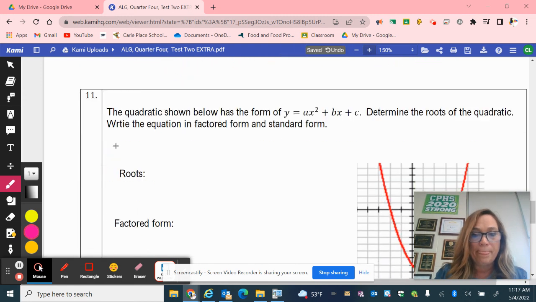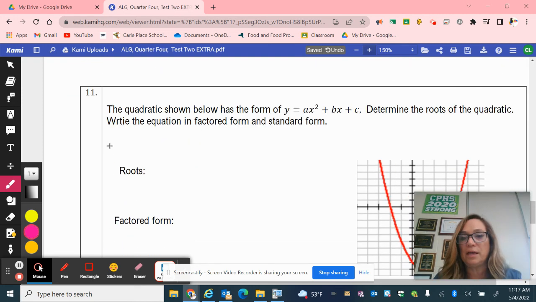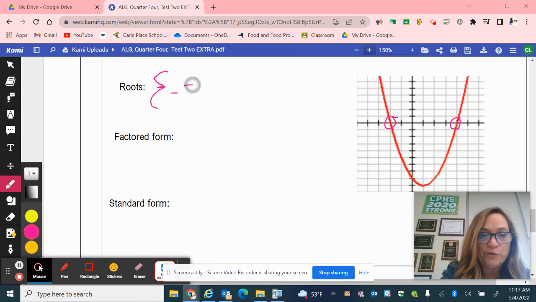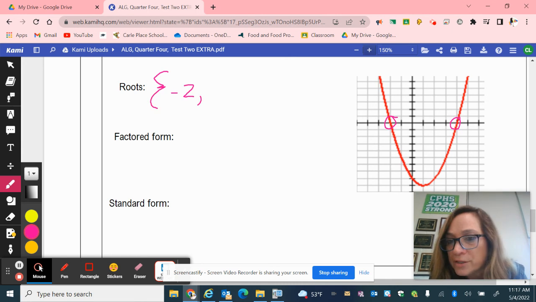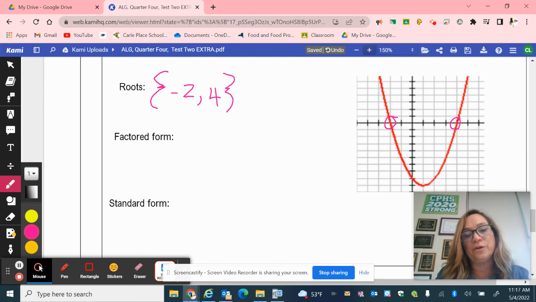Okay. All right. The quadratic is shown below. Determine the roots. And okay, all that stuff. All right, so I'm going to start with the roots. The roots are, second chance to draw a brace, -2 and 4. Okay, so those are the roots.